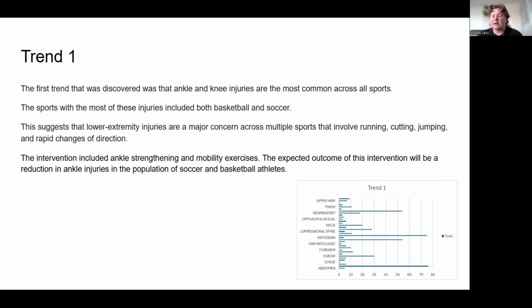The clinical intervention that I wanted to include for this trend is ankle strengthening and mobility exercises. The expected outcome of this intervention will be a reduction in ankle injuries in the population of both men's and women's soccer and basketball athletes.